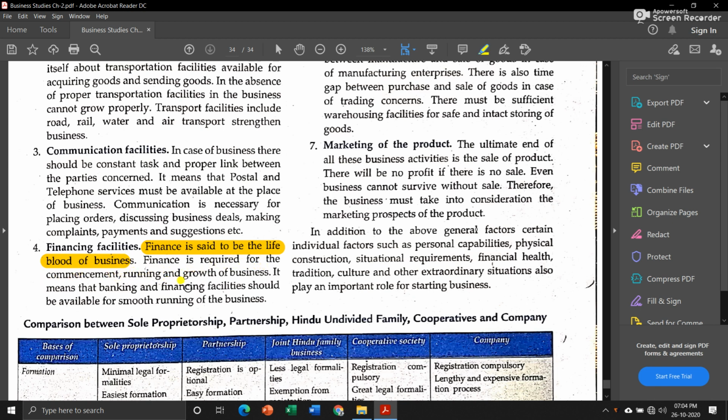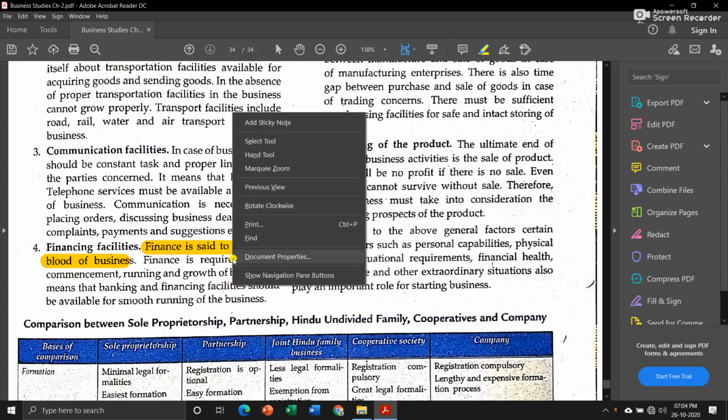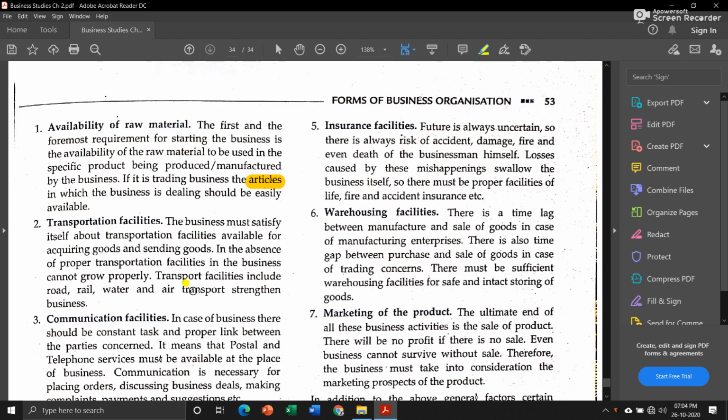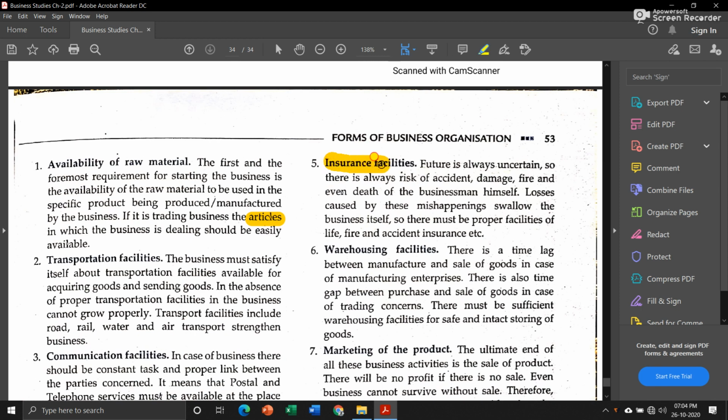It means that banking and financing facilities should be available for smooth running of the business. If you want to start your business, then you should see whether there is any bank or any financial institution available nearby from where you can get loans. Then next is insurance facilities. The future is always uncertain, so there is always a risk of accident, damage, fire and even death of the businessman himself.